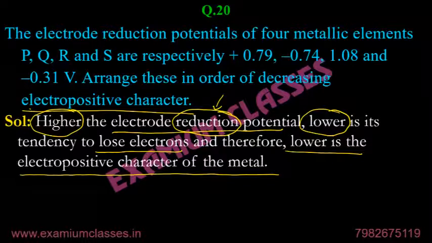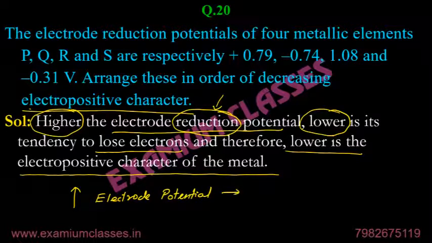The relationship says: higher the electrode potential, lower the electropositivity.